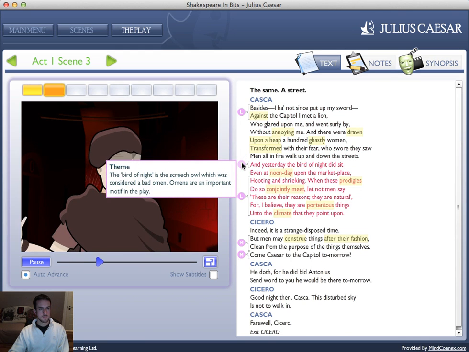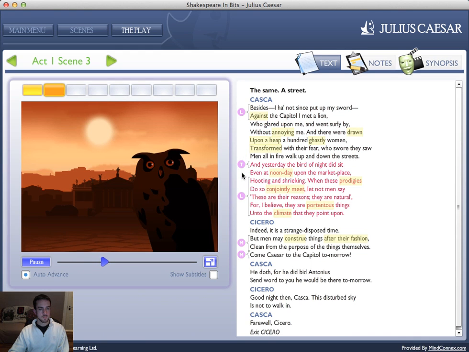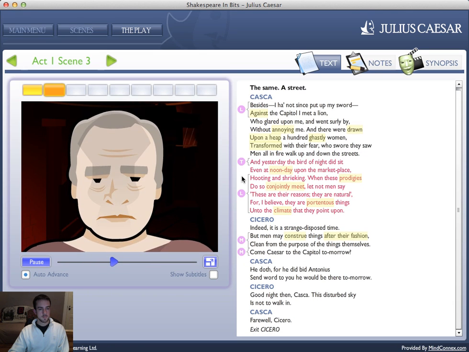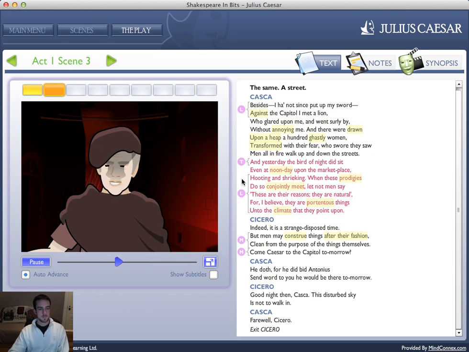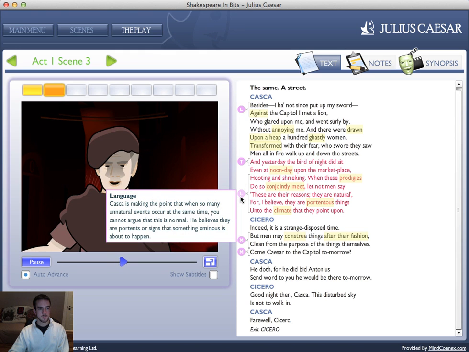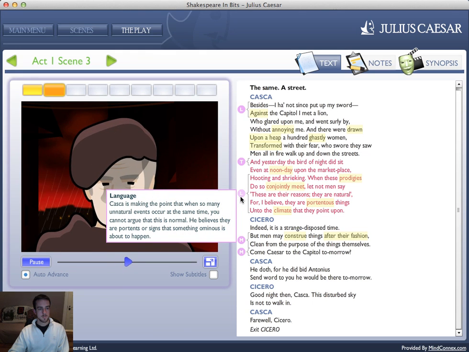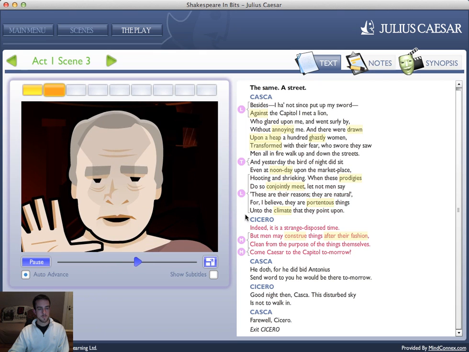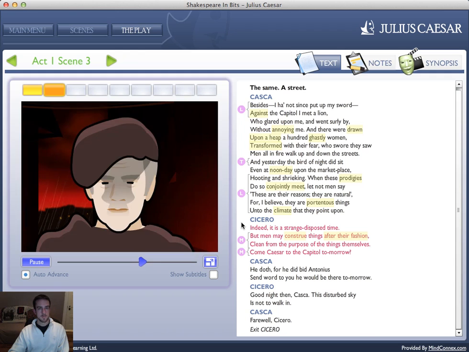And yesterday the bird of night did sit even at noonday upon the marketplace, hooting and shrieking. When these prodigies do so conjointly meet, let not men say these are their natural reasons. For I believe they are portentous things unto the climate that they point upon. Indeed, it is a strange disposed time.